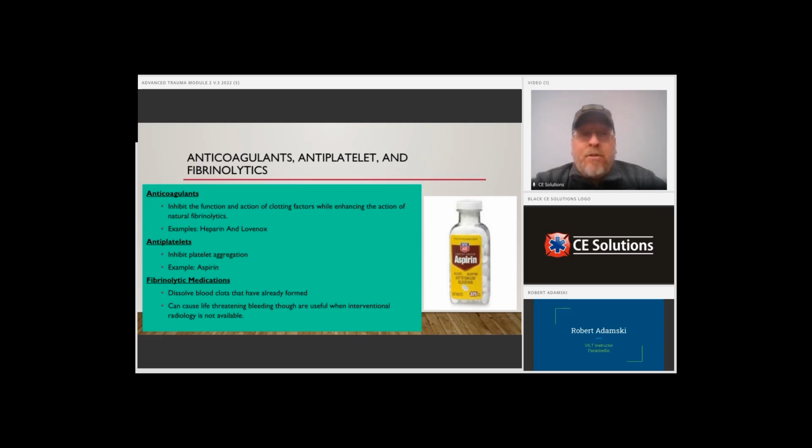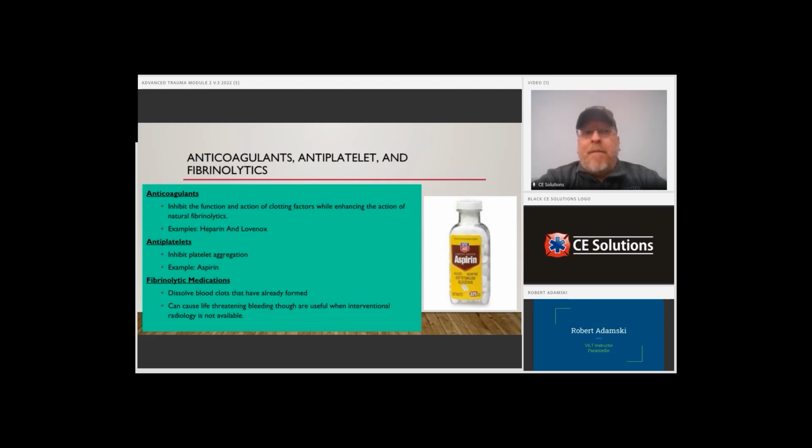Now, the medical conditions for that: we want to make sure if we have patients that are dealing with potential clots or thrombi that could cause a problem from a medical standpoint. And so our anticoagulants will help deal with that condition.